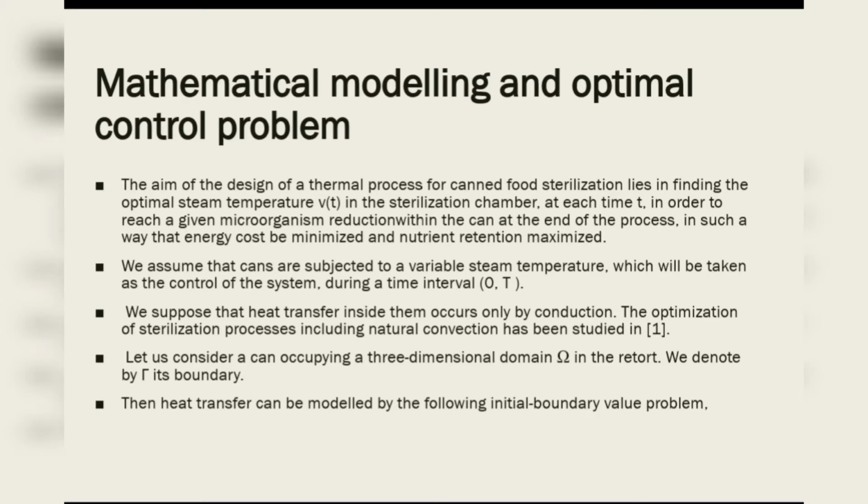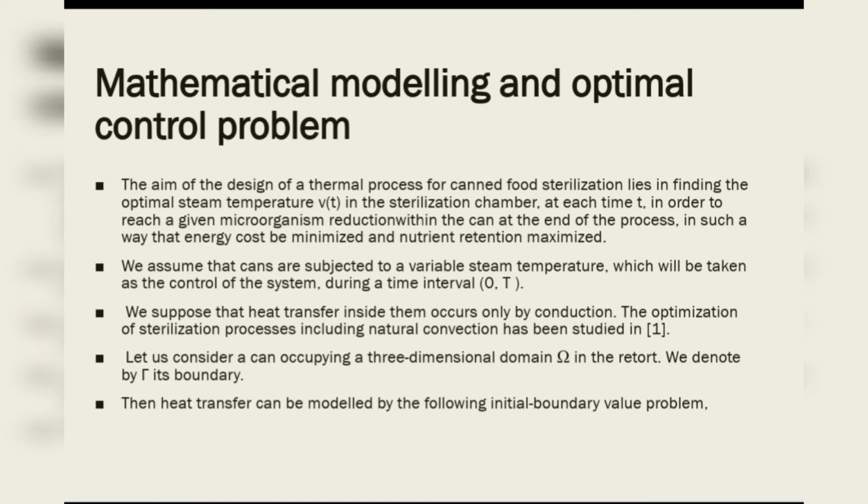Mathematical modeling and optimal control problem. The aim for the design of a thermal process for canned food sterilization lies in finding the optimal stream temperature in the sterilization chamber at each time t in order to reach a given microorganism reduction within the can at the end of the process, in such a way that energy cost is minimized and nutrient retention maximized. We assume that cans are subjected to a variable stream temperature, which will be taken as the control of the system during an interval of time 0 to T.